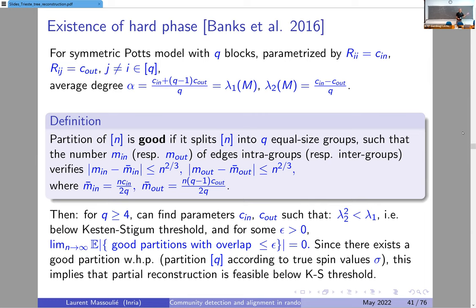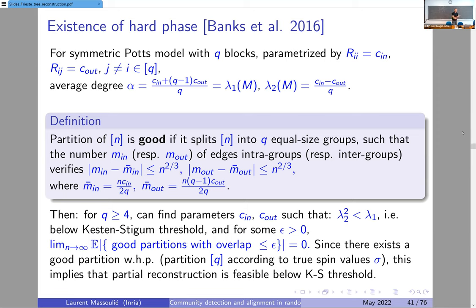So in that case, we can figure out the eigenvalues of the mean progeny matrix. These are alpha, the average degree, which is given by C in plus Q minus one times C out, over Q. So that's an easy exercise. We have lambda two, that is also a simple explicit function of the three parameters of the model. So how do we prove that there exist triplets of parameters Q, C in, C out, such that we are below the Kesten-Stigum threshold, and yet we can cluster in a meaningful manner?